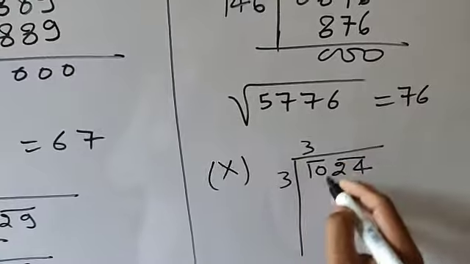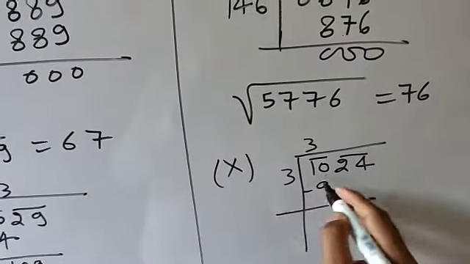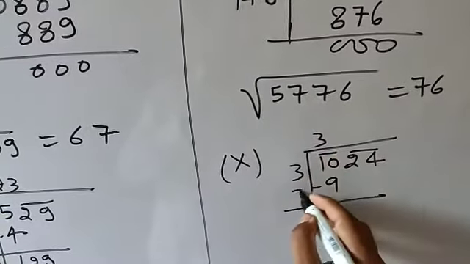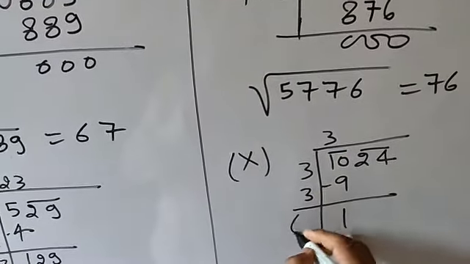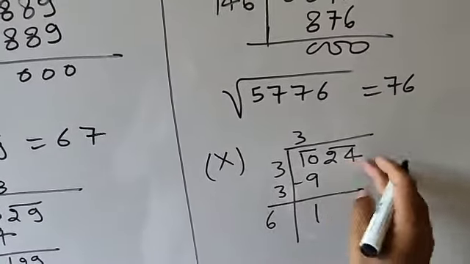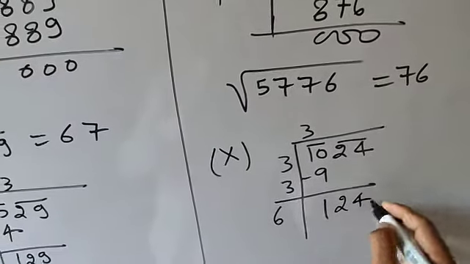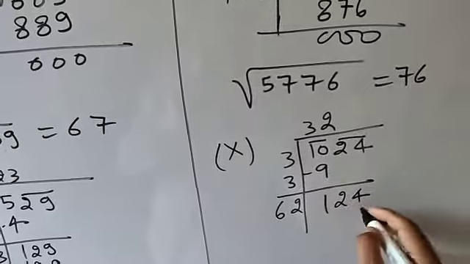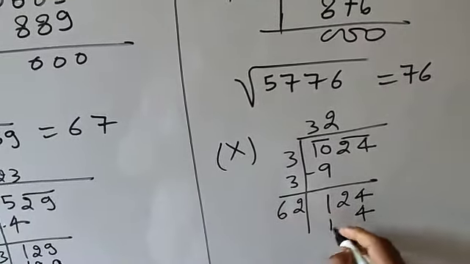Then 3 3, 3 3 ja 9. 10 minus 9, that is 1. Now you will keep 3 here and it will be added. 3 plus 3, 6. Now you will put the next pair, that is 24. Now 2 and 2. 2 2 ja 4 and 2 6 ja 12.